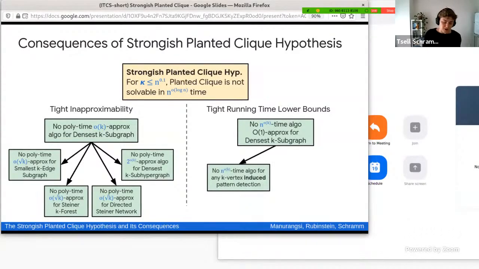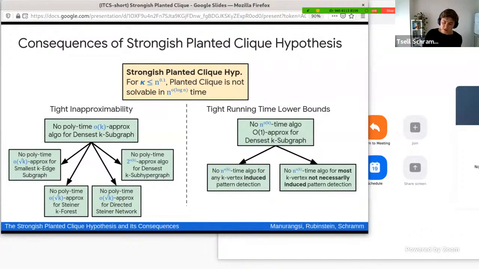Again, using pretty simple reductions, we can get tight running time lower bounds for the pattern detection problem. In pattern detection, there are two versions of the problem: where you're looking for an induced graph or a non-induced graph. We get that there's no n to the little o of k time algorithm for any k vertex induced pattern detection problem, and no n to the o of k time algorithm for almost every k vertex non-induced pattern detection question. These are the first tight running time lower bounds for all of these problems, albeit we start with the Strongish planted clique hypothesis, which is a stronger hypothesis than has been used before. Oh, and I should mention that all these results also hold for fixed parameter tractable algorithms as well.